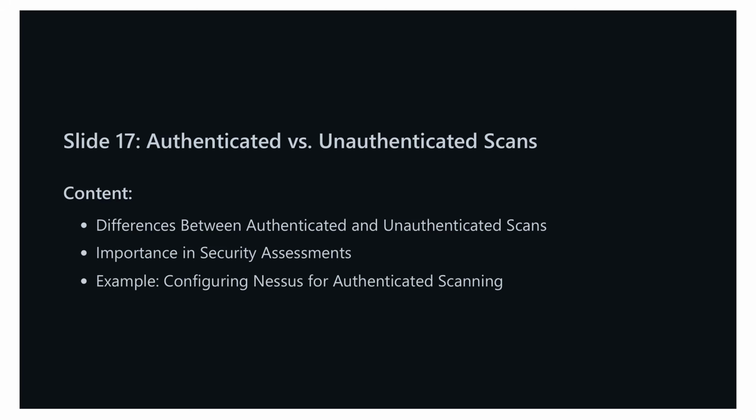overview of vulnerabilities. An example tool you can use for authenticated scanning is Nessus. Configuring Nessus for authenticated scanning involves setting up the correct credentials and ensuring proper permissions so that it can perform in-depth scanning of your network and systems. In the next slide, we'll dive into secret scanning, its importance, and demonstrate how to use TruffleHog for this purpose.